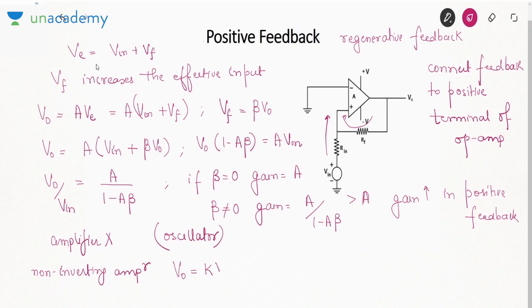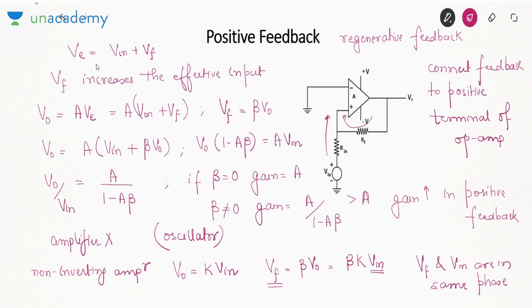Non-inverting amplifier means V0 and Vin will be in the same phase. V0 is K Vin, and we know VF is beta V0, or beta K Vin. So feedback and Vin are in the same phase. VF and Vin are in the same phase, so they will be added up. So whenever you want to implement positive feedback, connect the feedback at the positive terminal, and when you want to implement negative feedback, connect the feedback at the negative terminal.